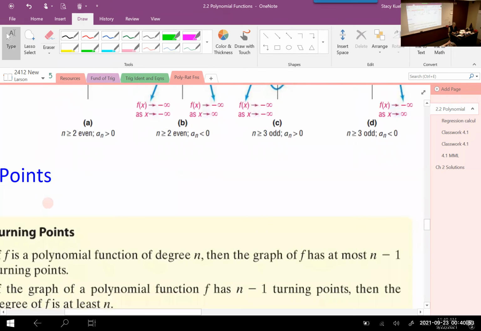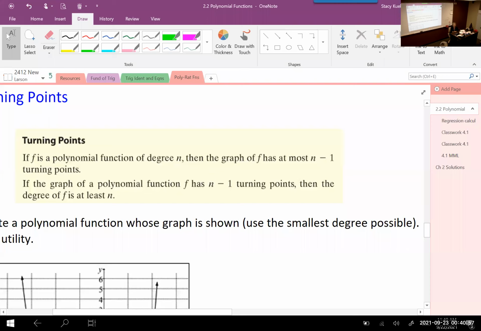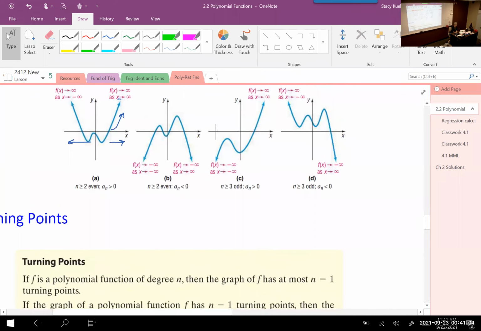Now, another characteristic of our polynomials has to do with the turning points. Even though I had an even function up here that looks like a goalpost, or a W, let's say, I've got 1, 2, 3 turning points in that function. I have 3 places where the function turns from negative to positive, or positive to negative. Those would be turning points, okay?